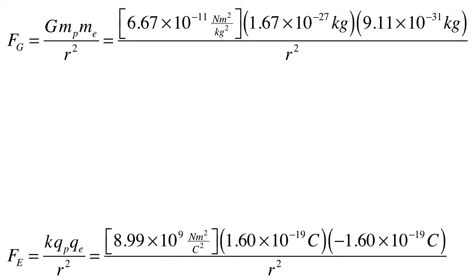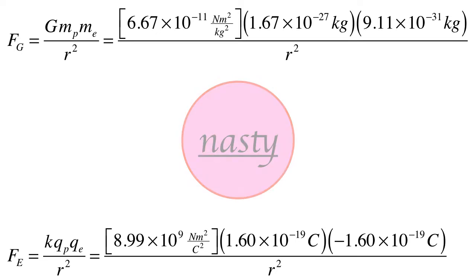So 6.67 times 10 to the minus 11 Newton meters squared per kilogram squared, that's the capital G. And then 1.67 times 10 to the minus 27 kilograms, that's the mass of the proton. And then smaller than that, 9.11 times 10 to the minus 31 kilograms, mass of the electron. Now you can see that we're going to have to deal with some scientific notation here. Don't worry about writing this down unless you feel really strong, because it's pretty nasty, to tell you the truth.